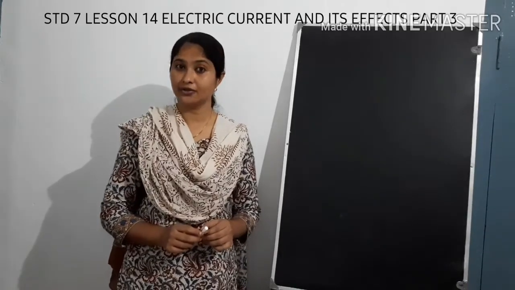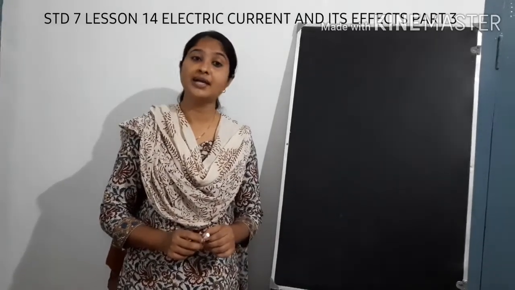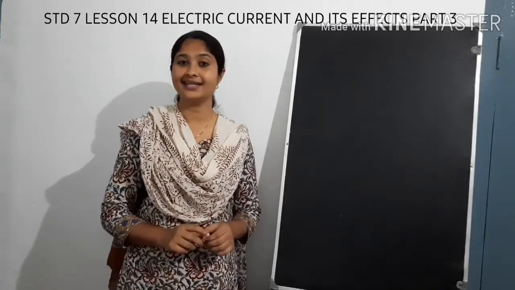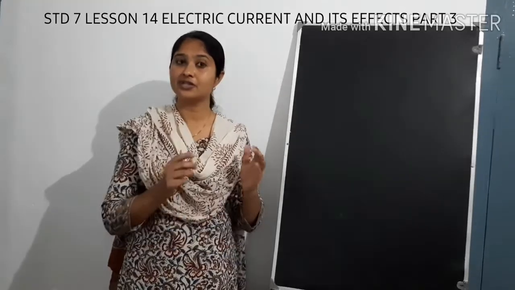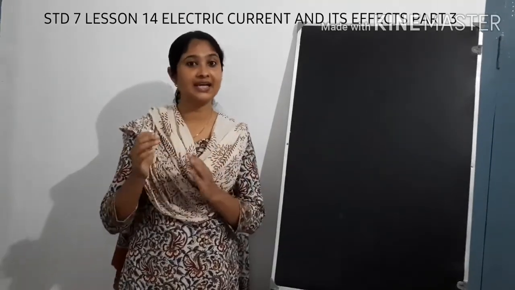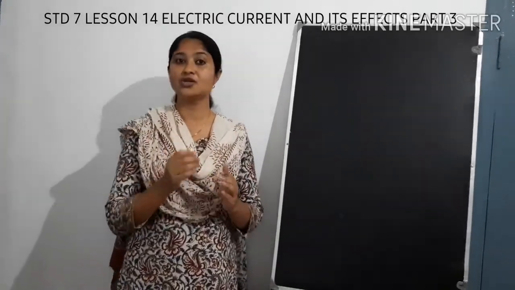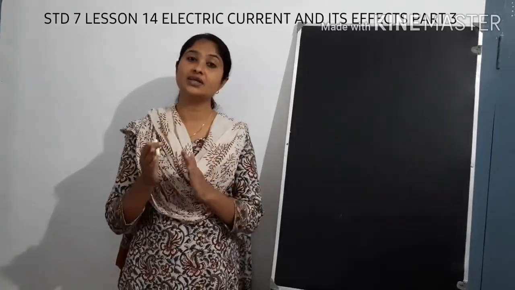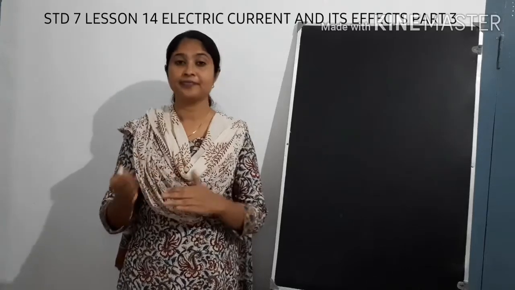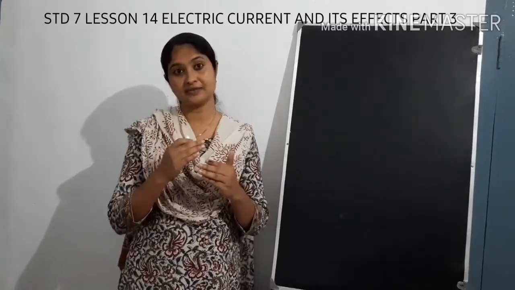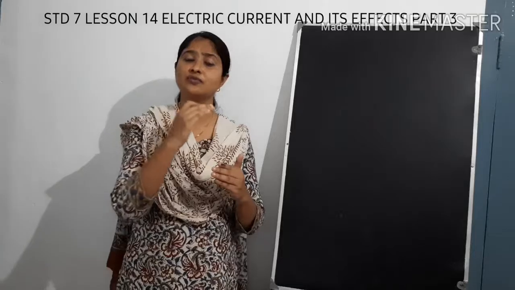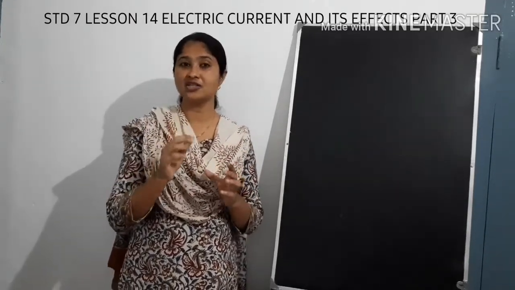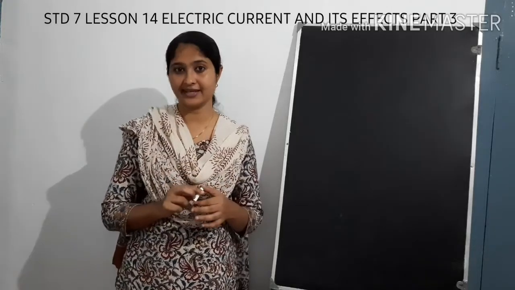Okay. Now you all know that we are doing our 14th lesson, electric current and its effect. So first we saw the symbols of the electric components used. We saw how a symbol is used for a battery, then how it is used for a cell, how wires are connected, how a bulb is there. So we all saw these small things.